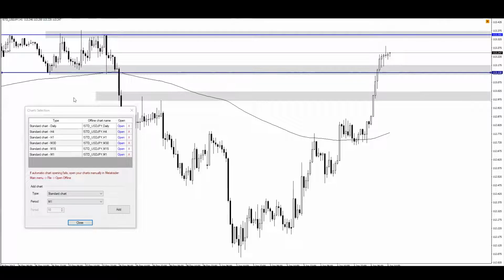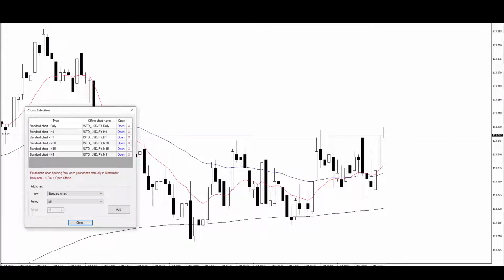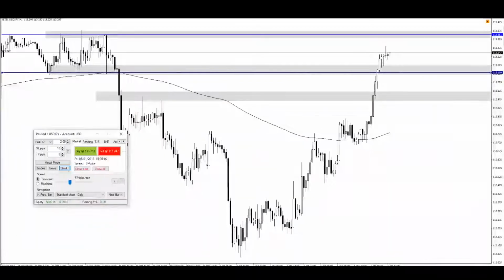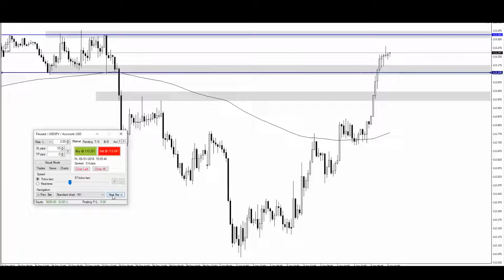Yeah, single taps and rejections, right? So that's what we're going to do. Oh, so we're going to add this time frame. Oh, so we already added. Close, close. Okay, so let's go. 19, 20, 21, 22, 23.